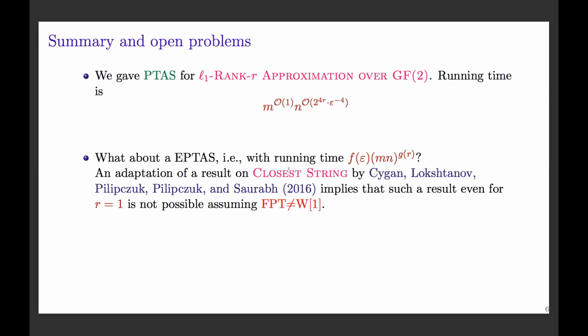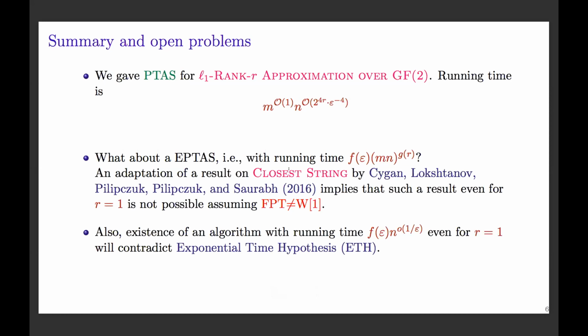And a simple adaptation of a result about closest string by Sai Gone et al., we can show that that's not possible even for r equal to 1, assuming FPT not equal to W[1]. And in fact, assuming exponential time hypothesis, one can show that I cannot get a running time of the form f of epsilon into n to the little o of 1 by epsilon, even for r equal to 1. Okay, so that kind of strong hardness result we can get by adapting the proof which is already known for closest string.